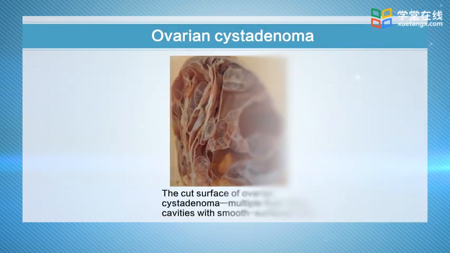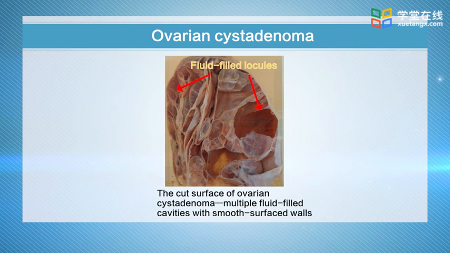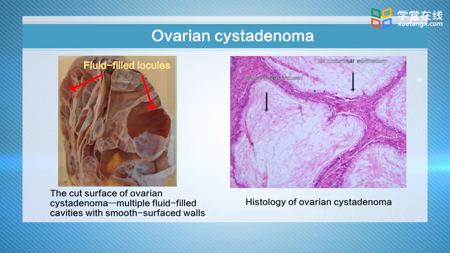The left image shows the gross appearance of an ovarian cystadenoma. This ovary has been sectioned to reveal multiple fluid-filled cavities which are smooth surfaced. This is a mucinous cystadenoma. Histologically, the cystic locules are filled with mucin and lined by tall columnar epithelium with uniform basal nuclei and abundant mucin-containing cytoplasm at the luminal aspect.